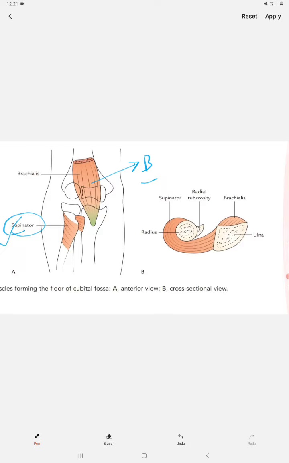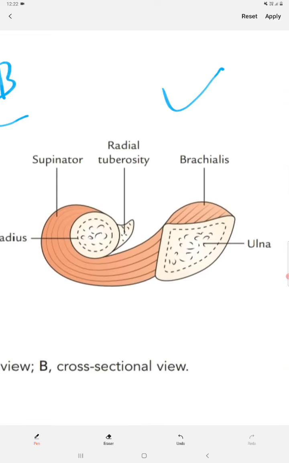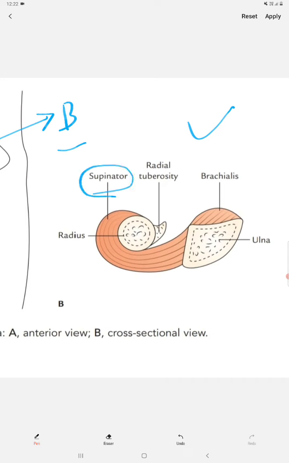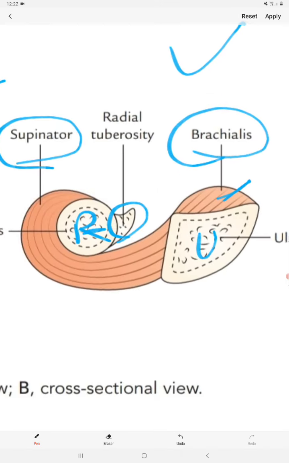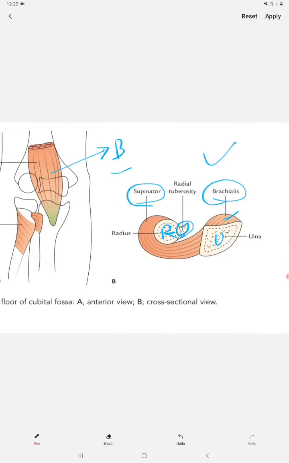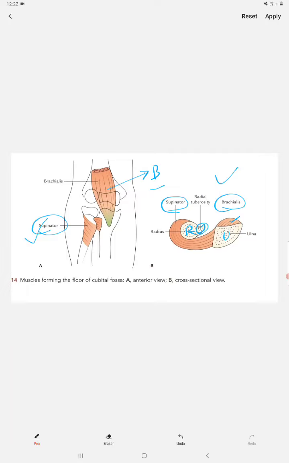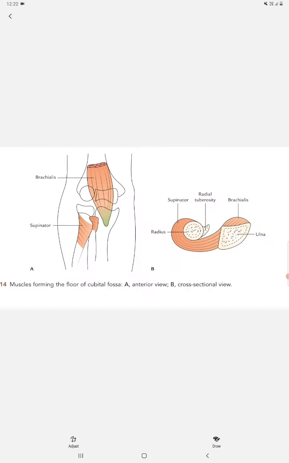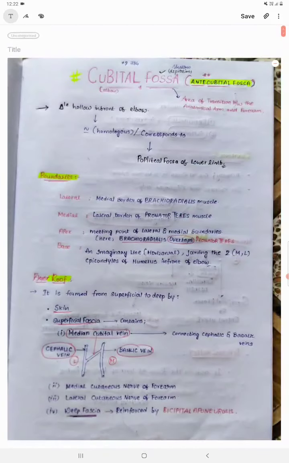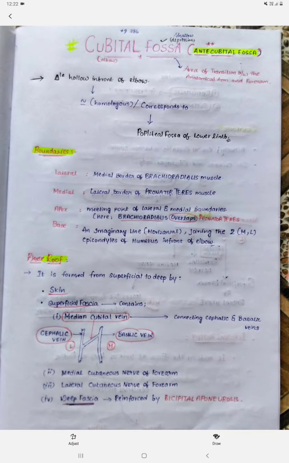And then this is another picture which is the cross section of both the muscles. So we can see the supinator muscle and this is the bone, radius bone, and this is the ulna. This is the brachialis muscle, right? Same one, and we have another prominence like tuberosity, that is the radial tuberosity. So supinator and the brachialis muscles both will form the floor of the cubital fossa. This is all about what are the boundaries of the cubital fossa. Now you can understand better what are the boundaries.